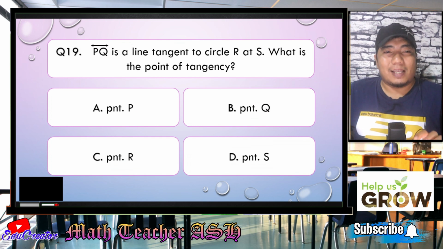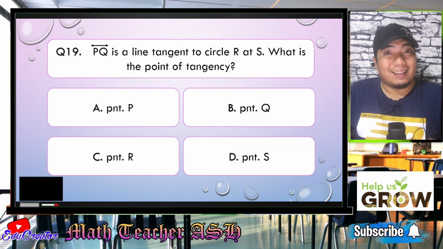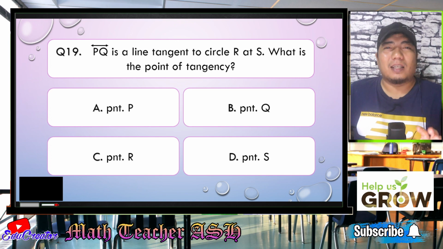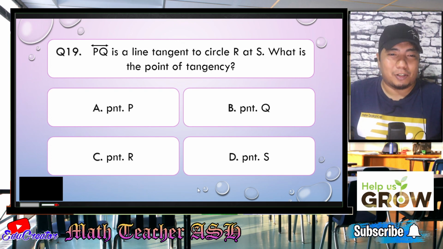Line PQ is a line tangent to circle R at S. What is the point of tangency? Is it A, point P, B, point Q, C, point R, or D, point S? I'll give you 5 seconds to think about your answer.